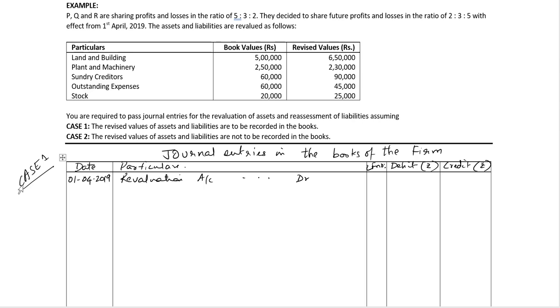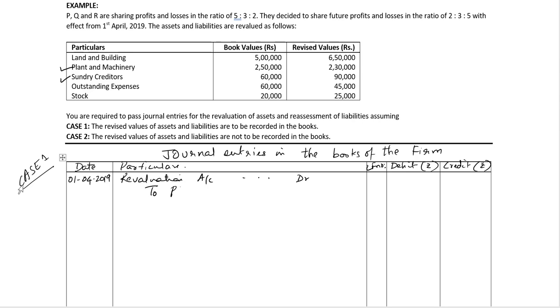Now revaluation account is debited whenever there is a decrease in the value of assets and increase in the value of liabilities. So let's see those cases in these assets and liabilities which are given. Plant and machinery asset has decreased, we need to debit revaluation. The liability of sundry creditors has increased, so we need to debit the revaluation account. Those two are the only cases, so let's do that.